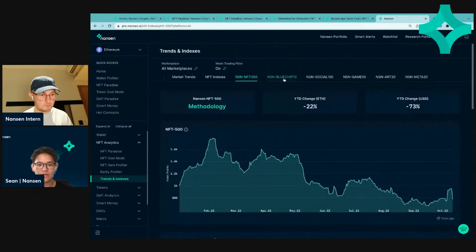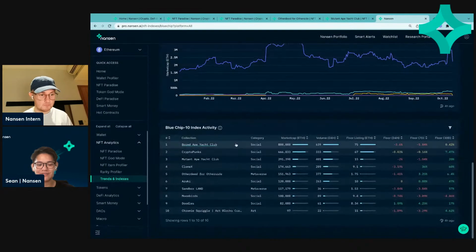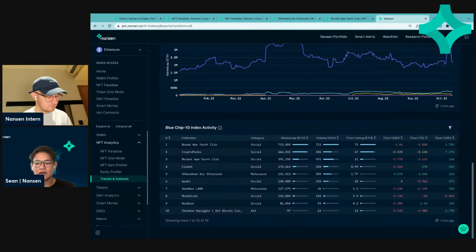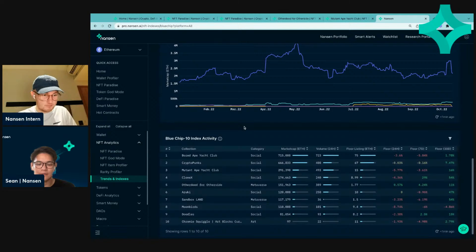If you look at blue chip, it'll be quite interesting to see what Nansen categorized as blue chips. We will not review too much of how the backend works. I think we have a blog post on how we qualify different collections into the blue chip index, or what kind of criteria they must meet in terms of trading volume, in order to make it as a blue chip. We could expand this, but we're going to keep it to 10 to make sure we are capturing the top most traded collections in the NFT space.